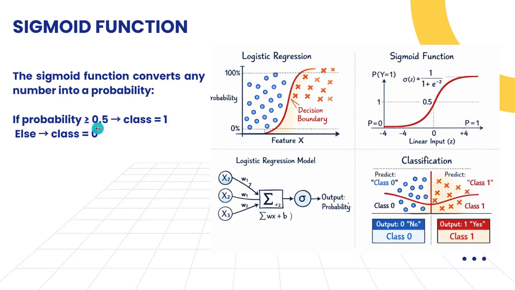If the probability of the input is greater than or equal to 0.5, it belongs to category 1. Otherwise, it belongs to category 0. Like this, classification is done. We have a threshold of 0.5. If it is less than 0.5, the class is 0. If it is greater than 0.5, then it belongs to class 1.